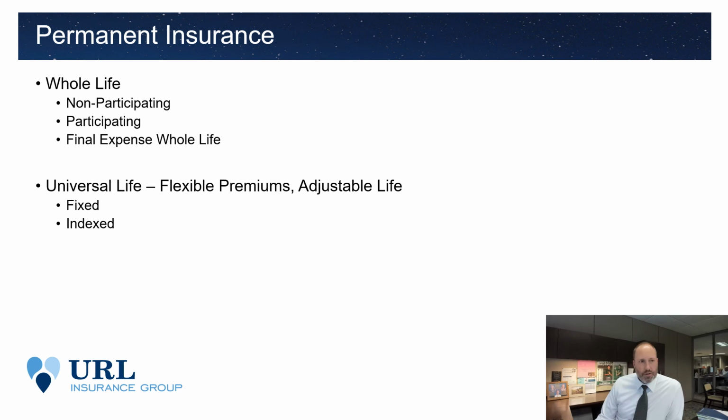Now let's transition over to permanent life insurance. There's a couple different permanent life insurance policies that clients have available to them. Let's start with whole life. With whole life, there's non-participating whole life, there's participating whole life, and there's also final expense whole life. We also have universal life, which is known as flexible premium adjustable life policies. And at URL, we have the ability to present the clients a fixed universal life and an indexed universal life policy.